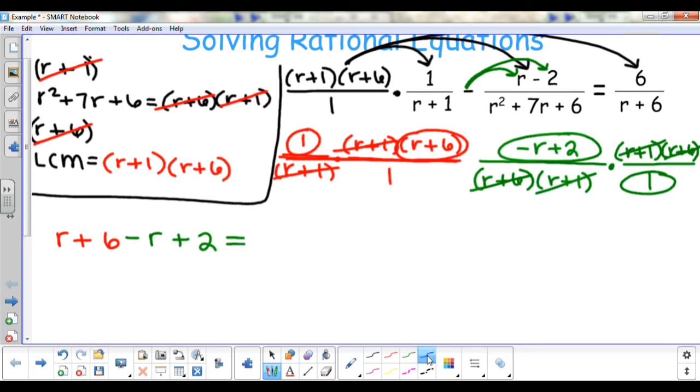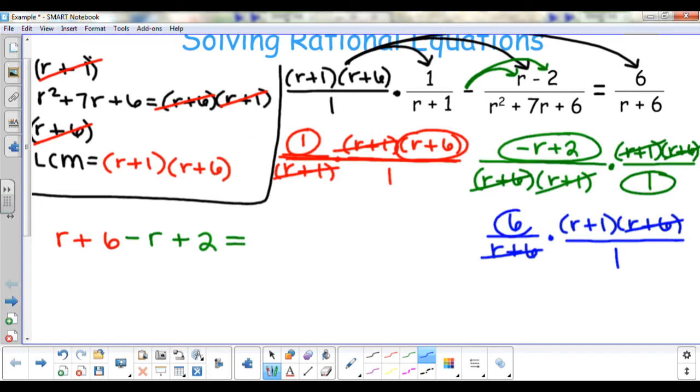Now we're into the third fraction on the other side of the equal sign. So I have 6 over r plus 6. It too will multiply times the r plus 1, r plus 6 all over 1. The r plus 6's cancel. This time I'm left with a 6 and an r plus 1 in the numerator, so they are going to get multiplied together, and it's still over 1 in the denominator.